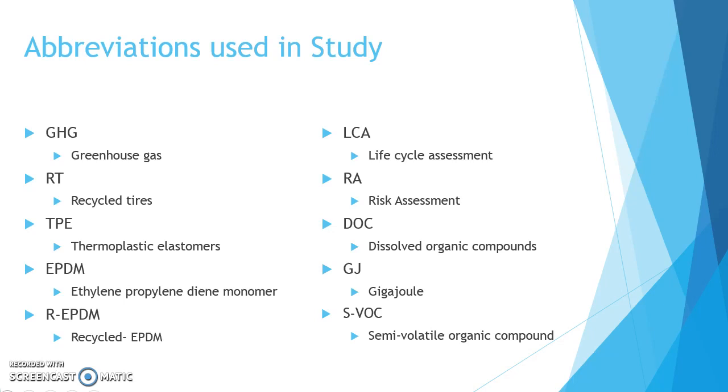RAs, or risk assessments, were conducted for chemical exposures that happened during construction or after construction. DOCs referred to dissolved organic compounds, or compounds that could be found within the turf fields after removal. GJ was the abbreviation for gigajoule, which was the unit of measurement for energy expenditure. And SVOC were semi-volatile organic compounds. That is in reference to the chemicals that were found during the risk assessment.